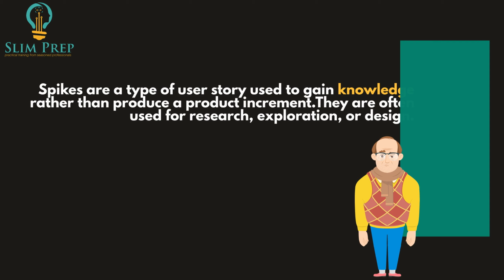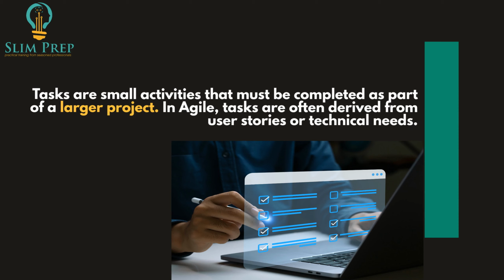Spikes are a type of user story used to gain knowledge rather than produce a product increment. They are often used for research, exploration, or design. Tasks are small activities that must be completed as part of a larger project. In Agile, tasks are often derived from user stories or technical needs.